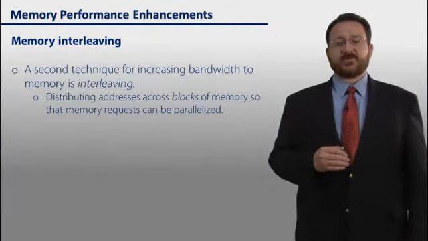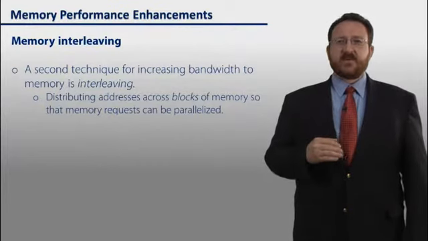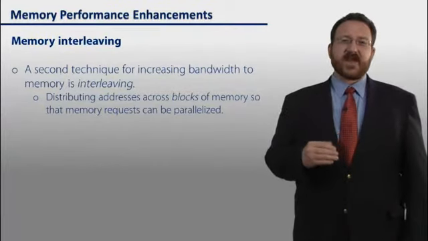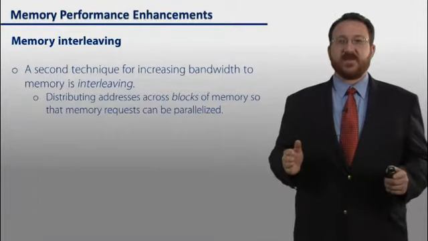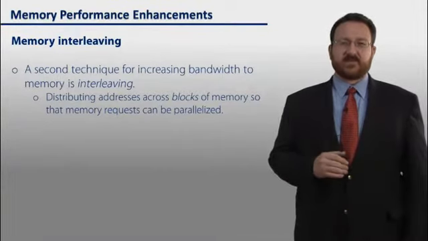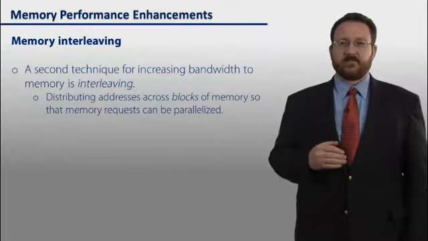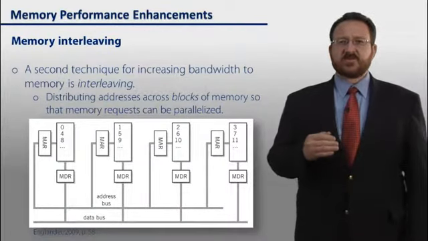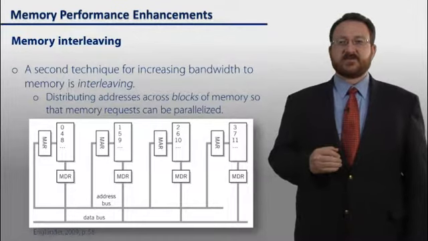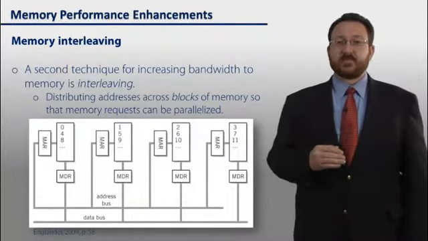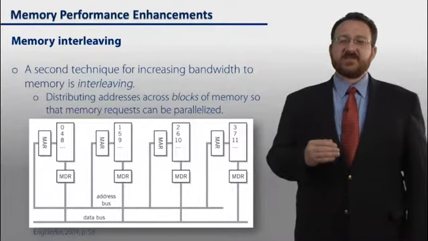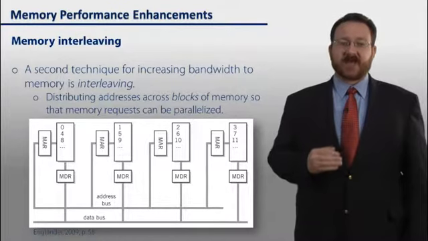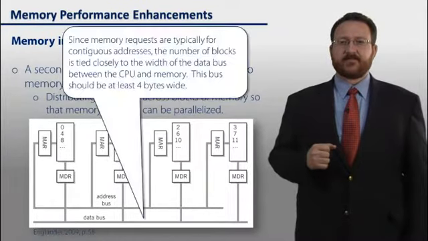The second approach is memory interleaving. In memory interleaving, we're going to distribute the addresses that we're going to read from across a series of blocks of memory so that the memory requests can be executed in parallel. Here's a picture. Notice that we have several memory address registers and several memory data registers. Each of these are individual blocks. This is what's called four-way interleaving. And so each of these 4 banks of memory can be accessed simultaneously.